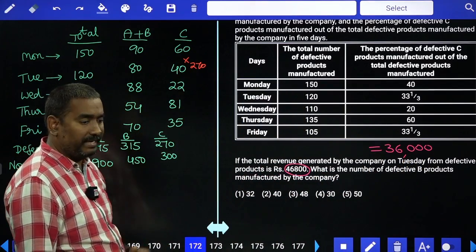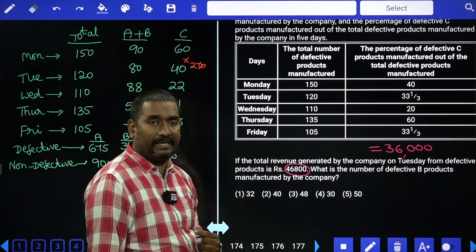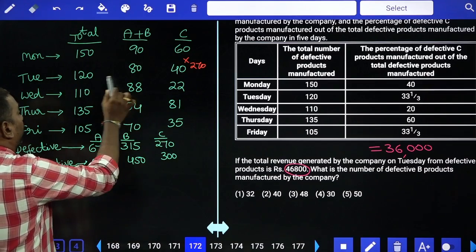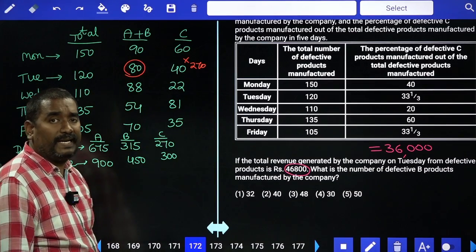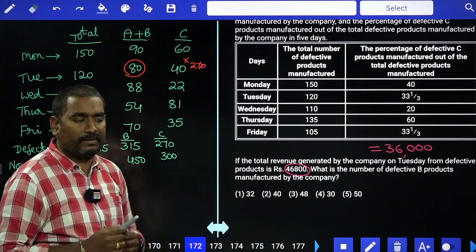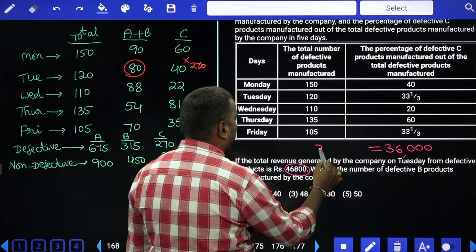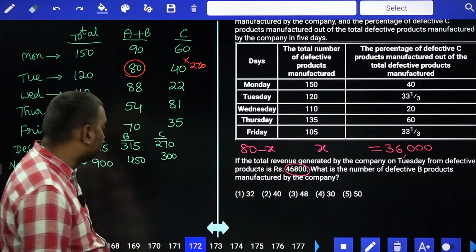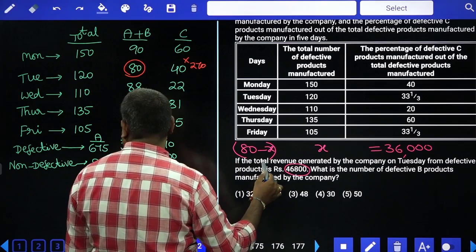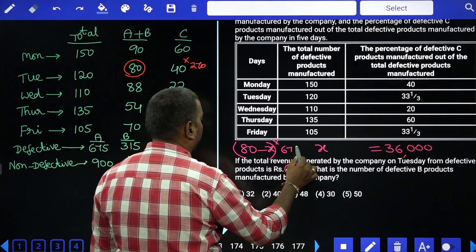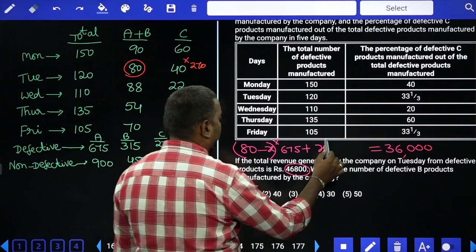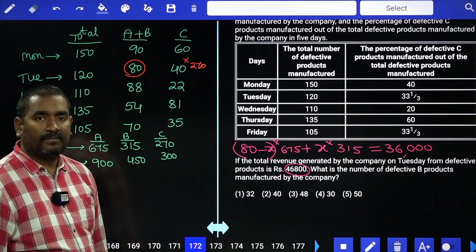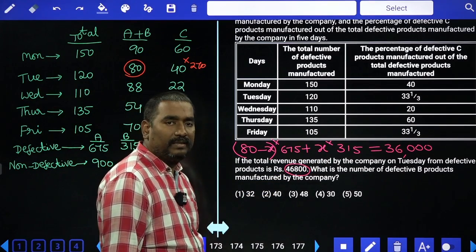C gave 10,800 out of 46,800, so the remaining 36,000 is from only A and B. A and B total products are 80. Out of these 80 products, how many are A and how many are B, we don't know. Suppose I assume B products are X, then A products are 80 minus X. Defective product A selling price is 675 and product B selling price is 315, and the total revenue is equal to 36,000. From this we need to find the X value. That is our answer.